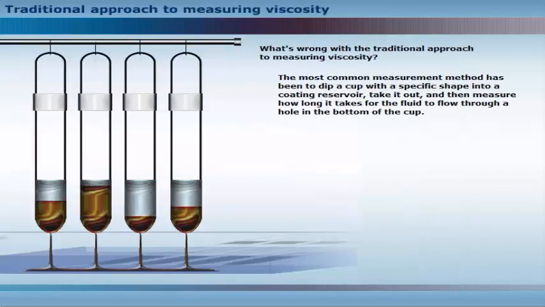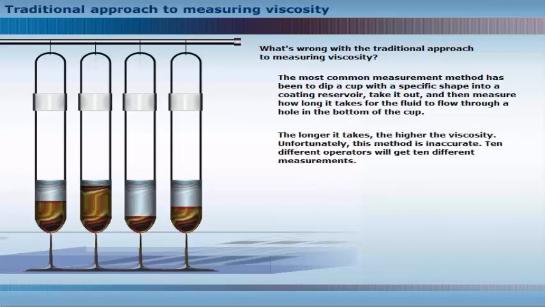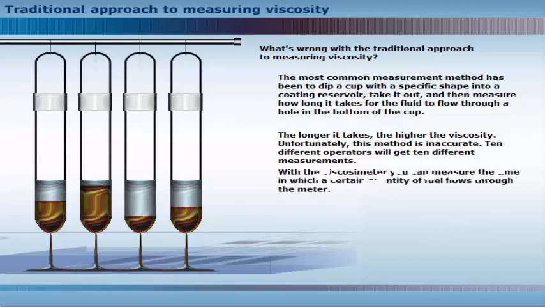What is wrong with the traditional approach to measuring viscosity? The most common measurement method has been to dip a cup with a specific shape into a coating reservoir, take it out, and then measure how long it takes for the fluid to flow through a hole in the bottom of the cup. The longer it takes, the higher the viscosity. Unfortunately, this method is inaccurate. 10 different operators will get 10 different measurements. With the viscosimeter, you can measure the time in which a certain quantity of fuel flows through the meter.